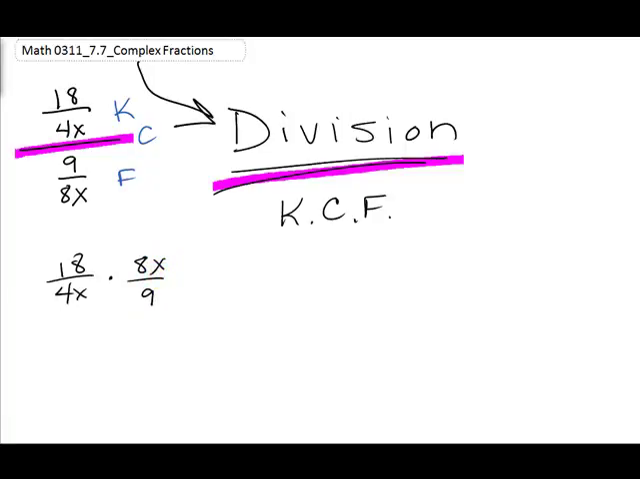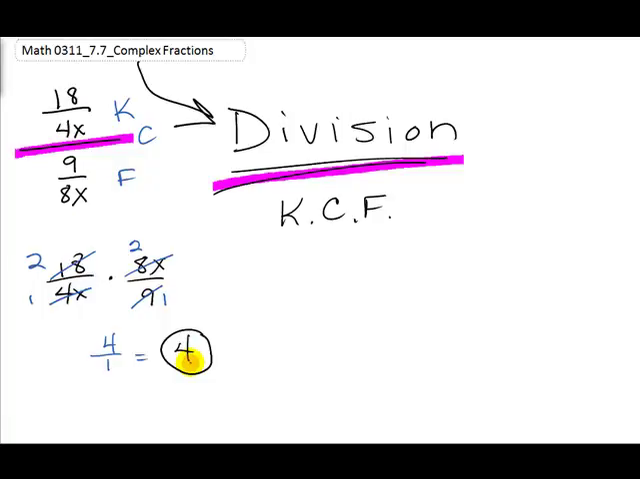Then we want to do some cross canceling. 9 and 18 can both be divided by 9. 4x and 8x, that's 1 and that's 2. And then we've got 2 times 2 at the top and 1 times 1. So our answer is 4. All that scary stuff to come up with the number 4.